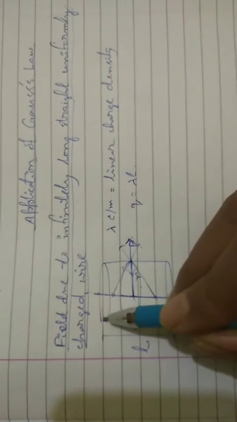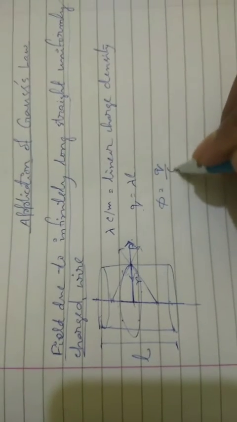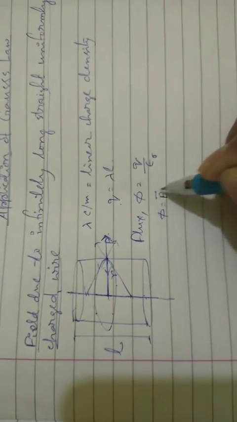Now we are going to apply Gauss's law. The total charge enclosed by this closed Gaussian surface is Q equals lambda l. So the total flux coming out from this Gaussian surface is phi equals Q by epsilon naught. Again we know that flux we can write as phi equals E dot S. Here we have to consider that there are actually three surfaces: two circular surfaces, and another one, a curved surface.